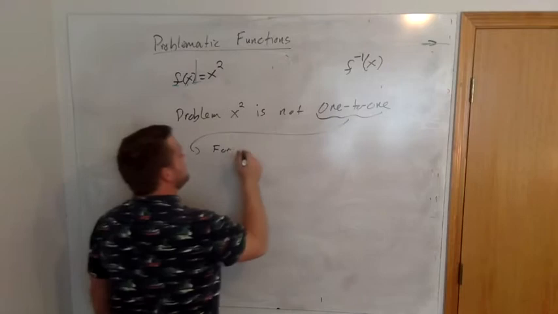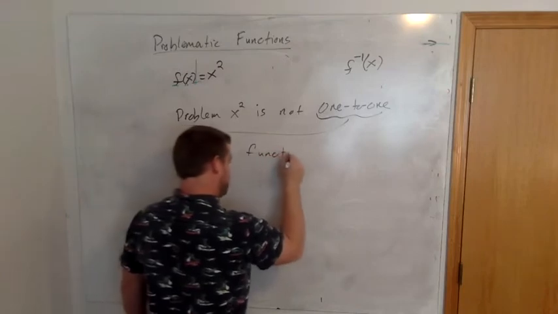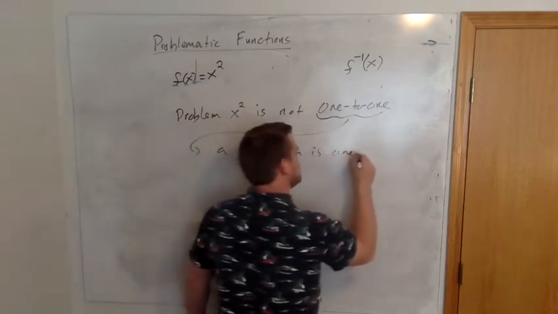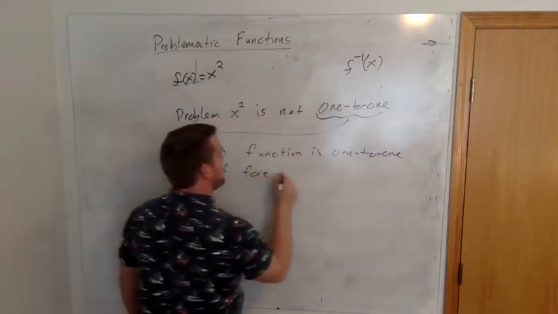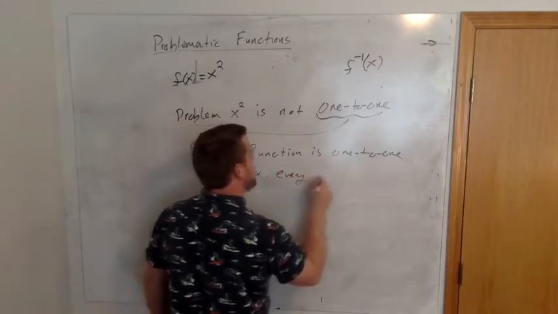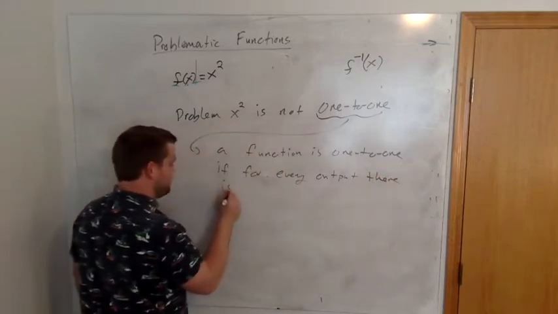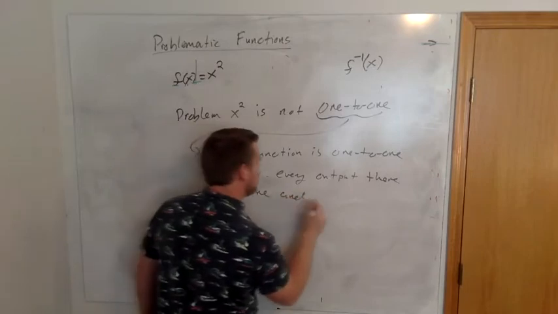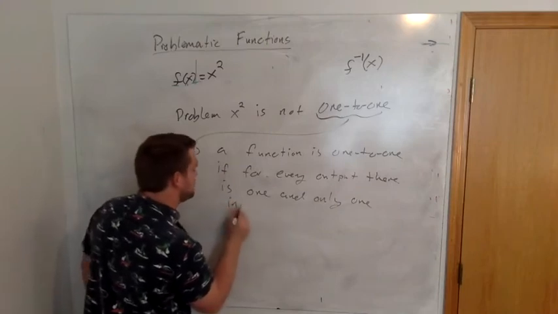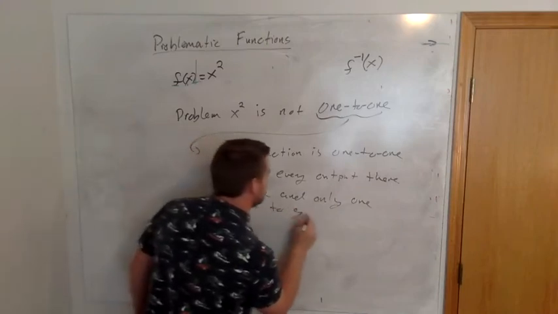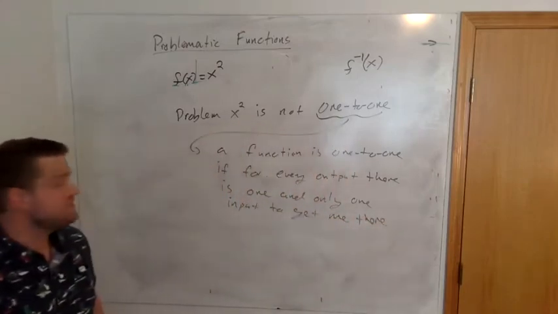What a one-to-one function means, kind of loosely, is that a function is one-to-one if for every output there is one and only one input to get me there.